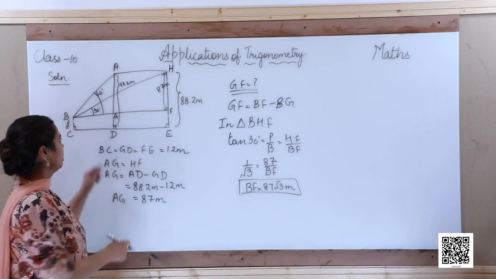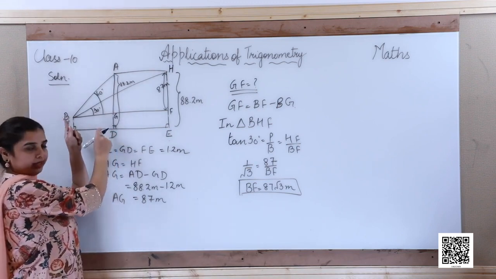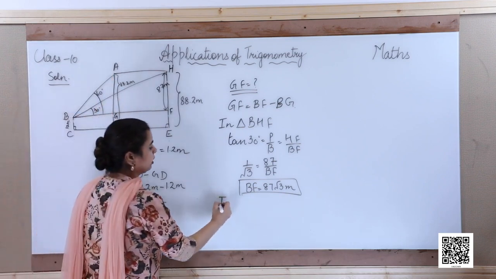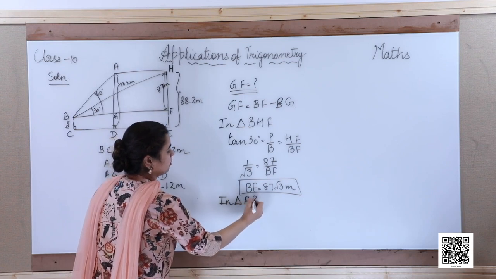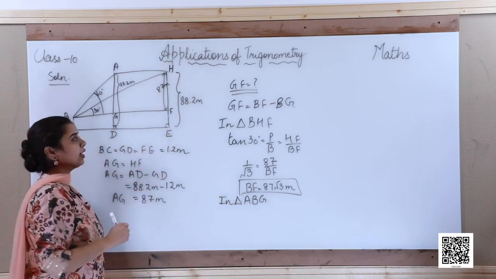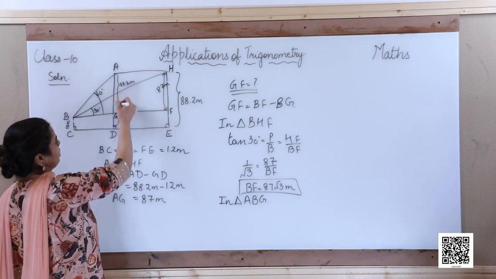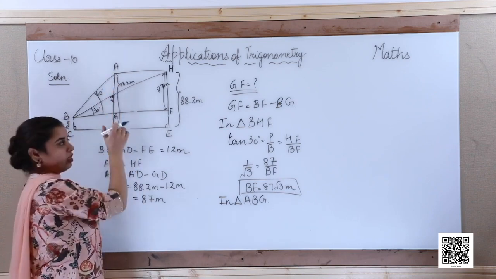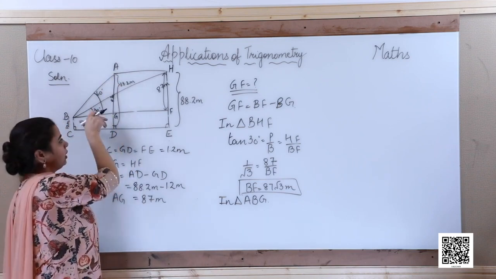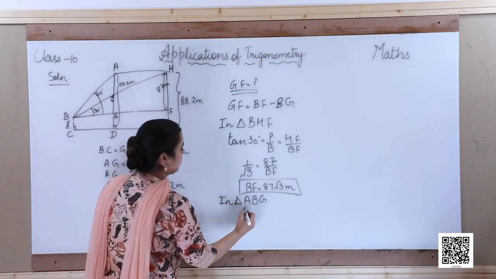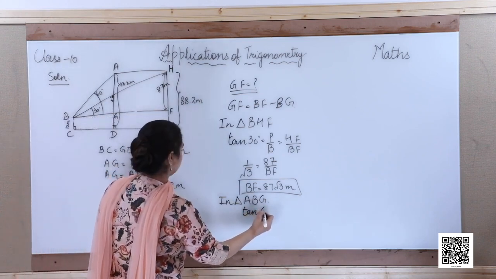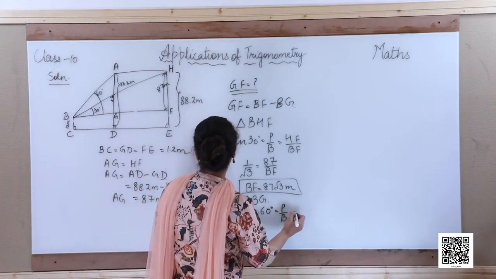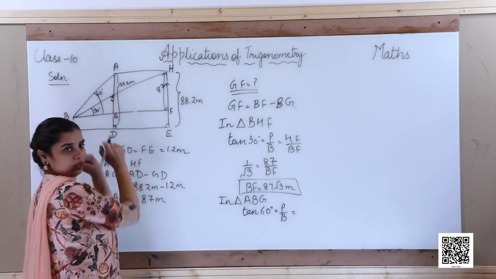Now I will find out BG. BG is a side of which right angle triangle? It is a side of triangle ABG. So in triangle ABG, now do I know any side of this triangle? Yes, I know AG, which is 87 meters. I have written it here. So I will use this side to find this side. This is perpendicular and this is base. So I will use again tangent, that is tan of 60 degree. So tan of 60 degree is equal to perpendicular upon base, which is equal to AG upon BG.